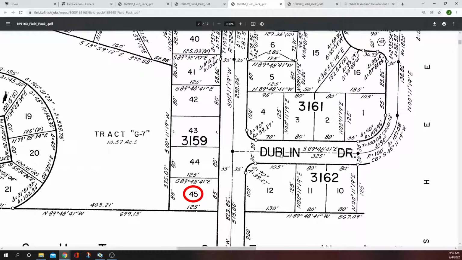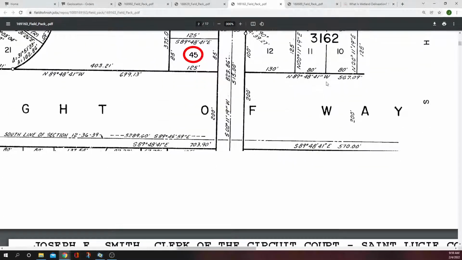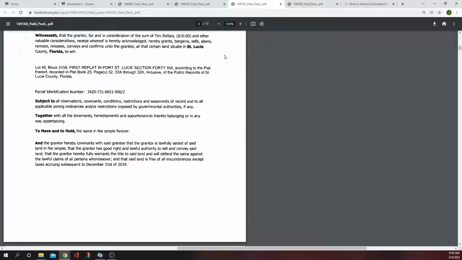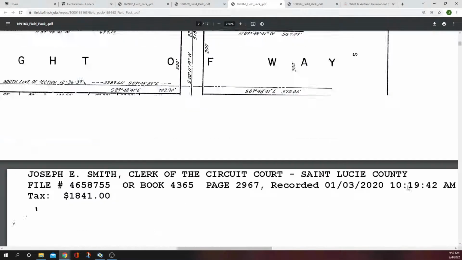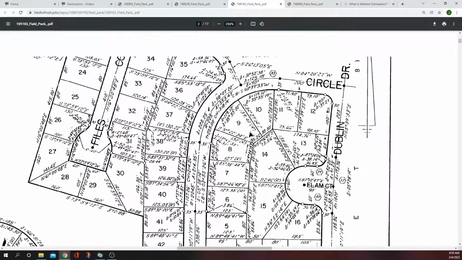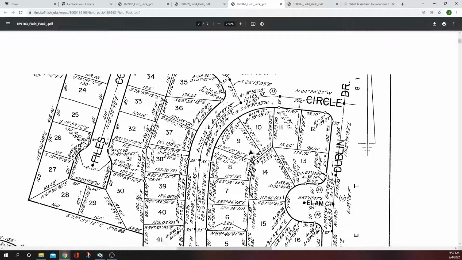So this next scenario, this is a lot and block scenario. First thing I'm going to do is look at the deed. And on this deed, it says we are lot 45 of block 3159. So let's take a look. Lot 45 of 3159.